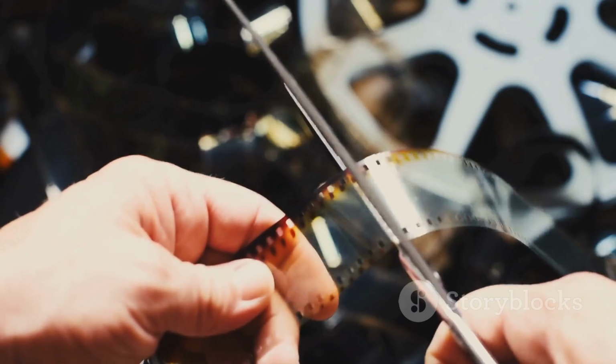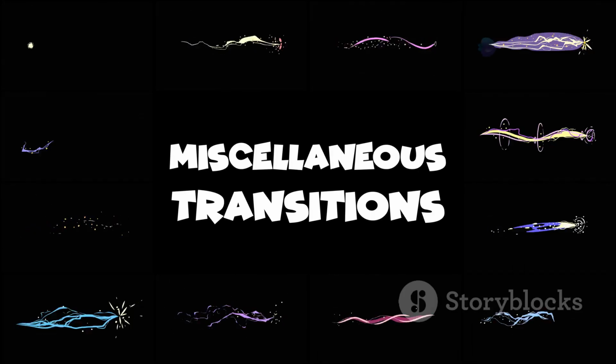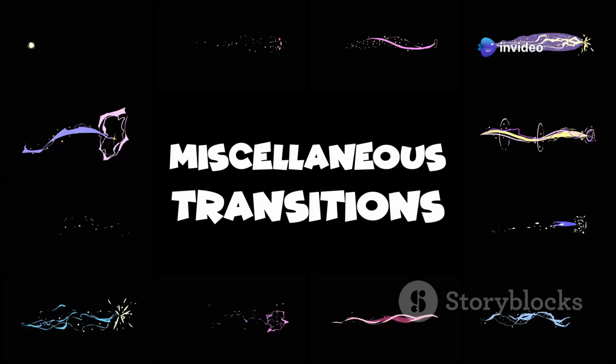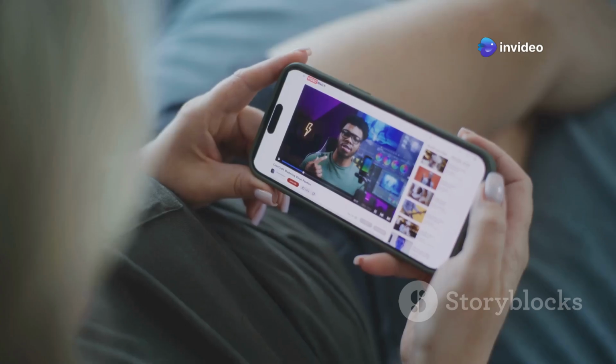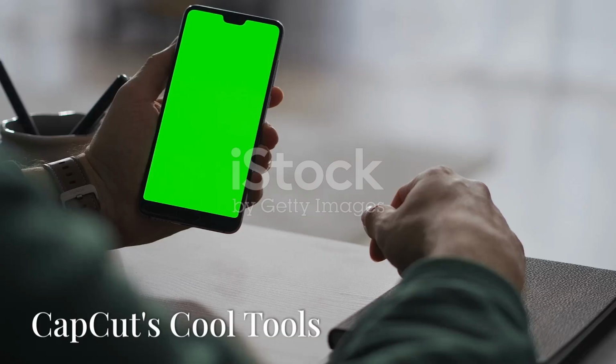Next up, transitions. Transitions help you smoothly connect different parts of your video. CapCut has tons of transitions like fades, wipes, and spins. They add that extra flair and make your videos look super professional.